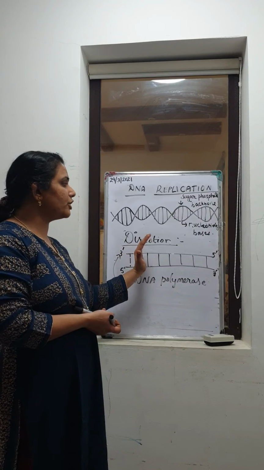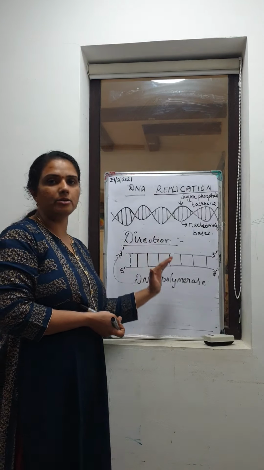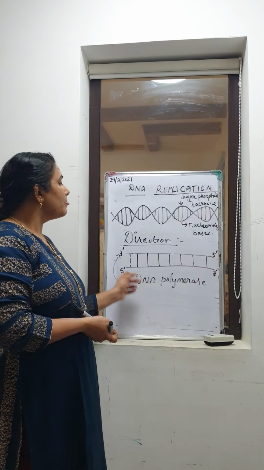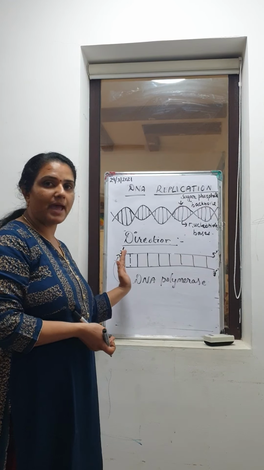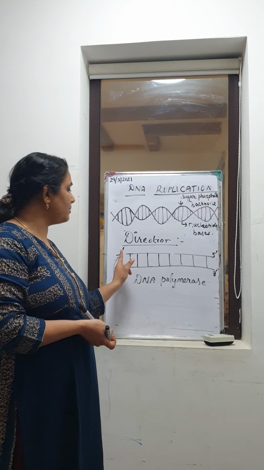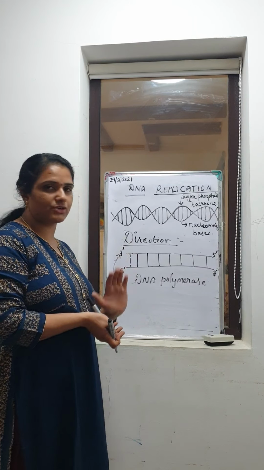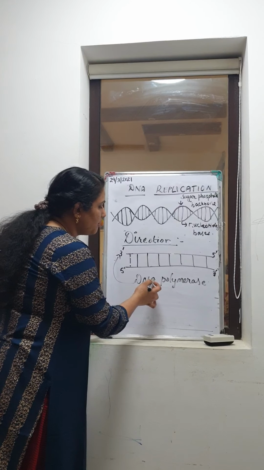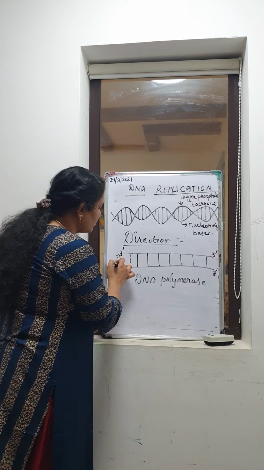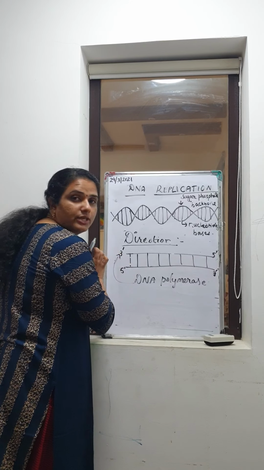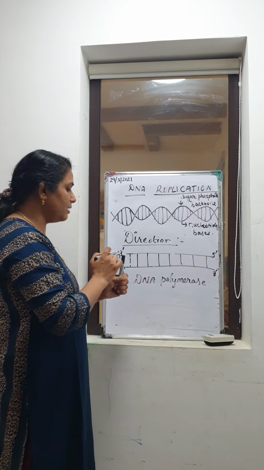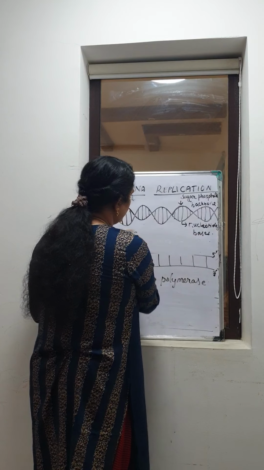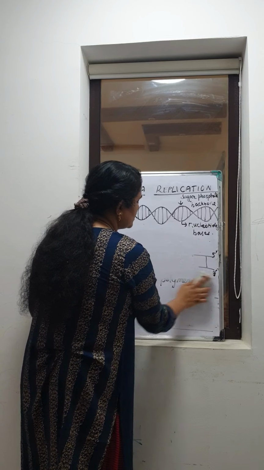So the direction of these DNA strands is very important. The DNA polymerase can add nucleotide base pairs only at the 3' end of the DNA strand. And next, this DNA polymerase will be adding the nucleotide bases to the 3' end. Please keep all these important points in your mind, so that it will be very helpful for you to understand this better.